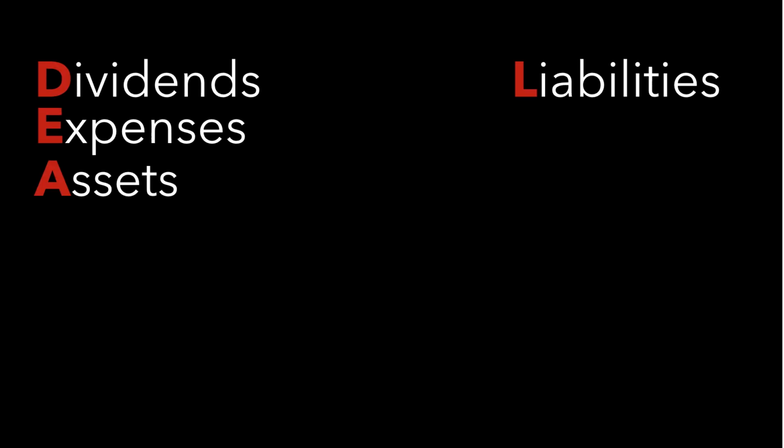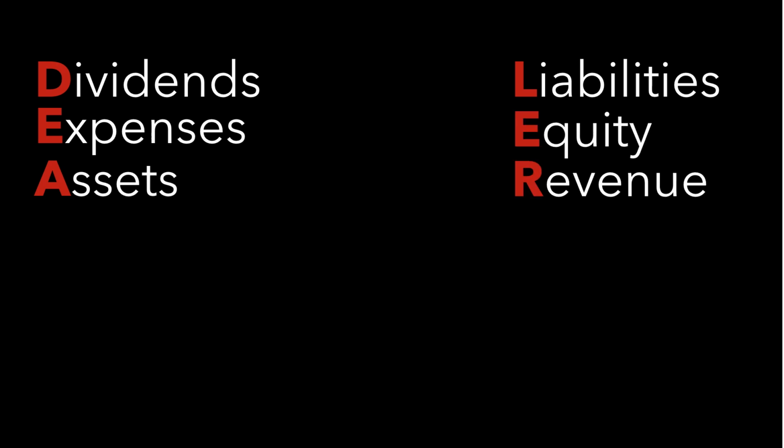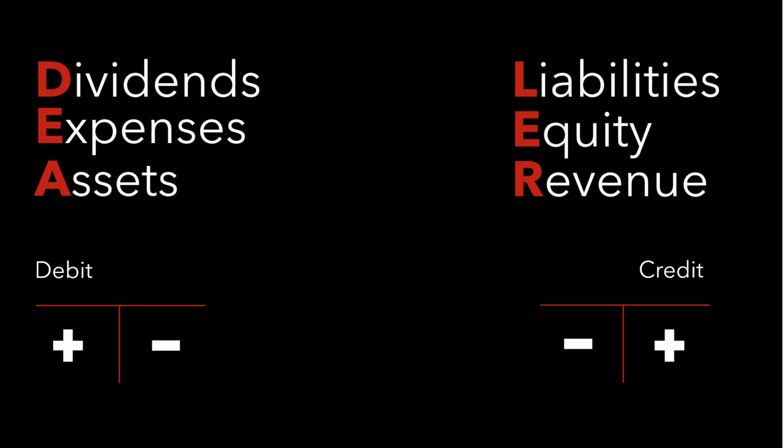D is for dividends, E is for expenses, A is for assets, L for liabilities, E for equity, and R for revenue. As a general rule, debit entries are recorded on the left and credit entries are recorded on the right. An easy way to remember this is the first three letters of DEALER, DEA, is on the left, so it's debited on the left, and LER, which is the first three letters on the right, is credited on the right. So plus on the right.